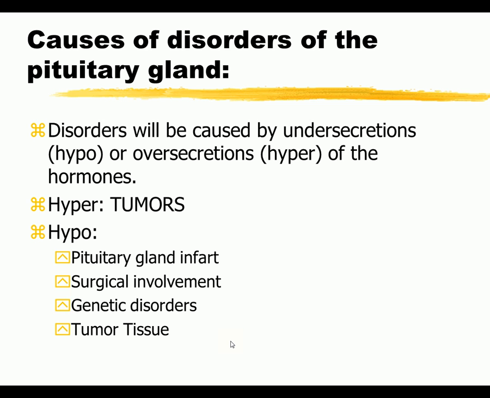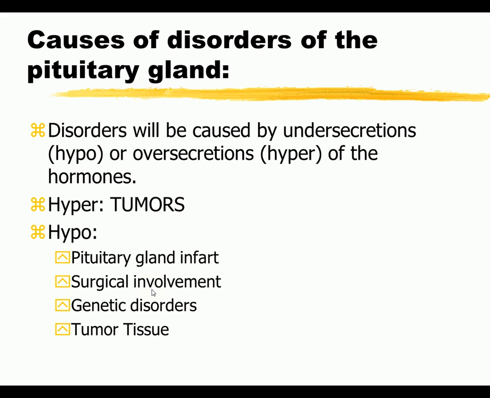Almost always, if you have a hyperfunction of any organ that we're going to be talking about, or any of these hormones, it's almost always caused by tumors. Now, hyposecretion disorders are a little bit more in depth. They can be something actually wrong with the gland itself, some kind of surgical involvement that messes with that gland, so that now it's either overproducing or underproducing, and in this case, underproducing.